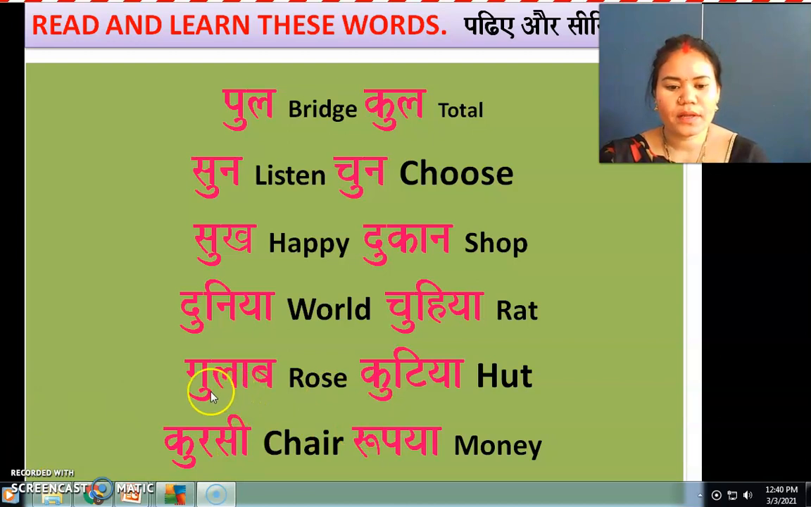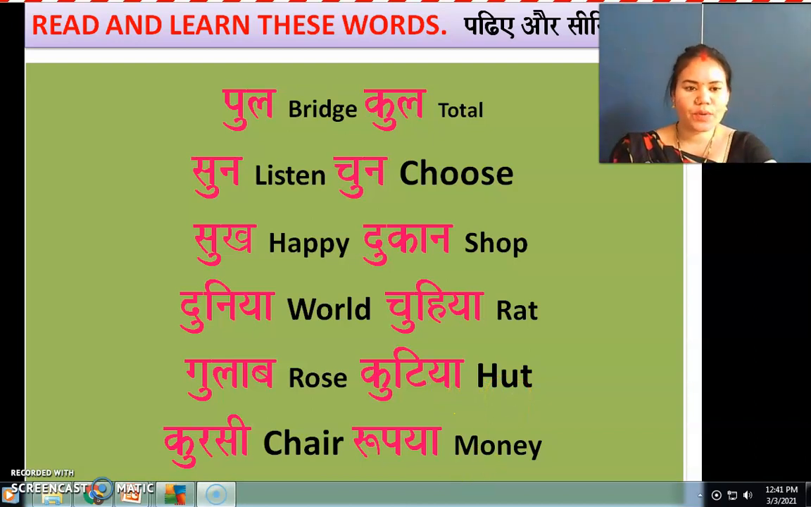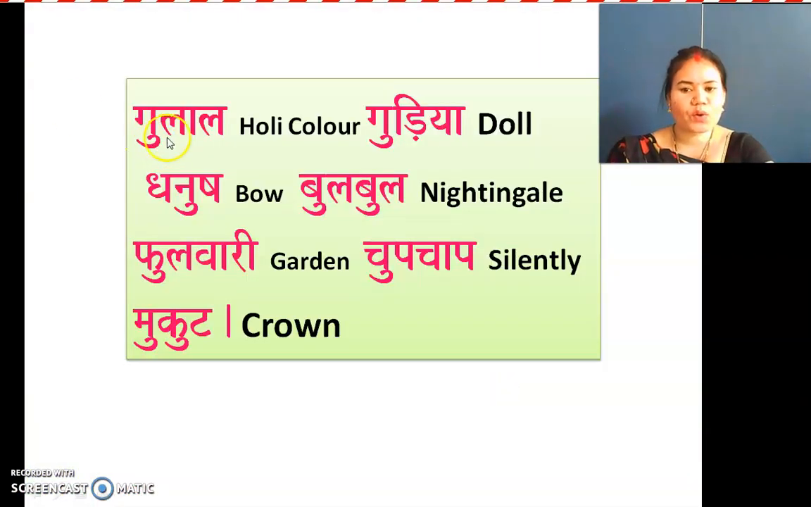Okay. Next one, gulab. Gulab means the rose. Already I said. Kutiya. Kutiya means hot house. Next one is kursi. Kursi means chair. Rupaya. Rupaya means money. Okay. Next one, gulal. Gulal means the holy color. Okay, holy color, do you know? The dark pink is a holy color. Light mixing with the dark pink, that is holy color. Gudiya. Gudiya means doll.